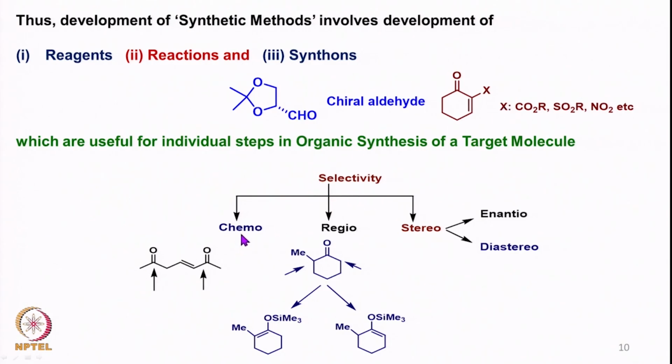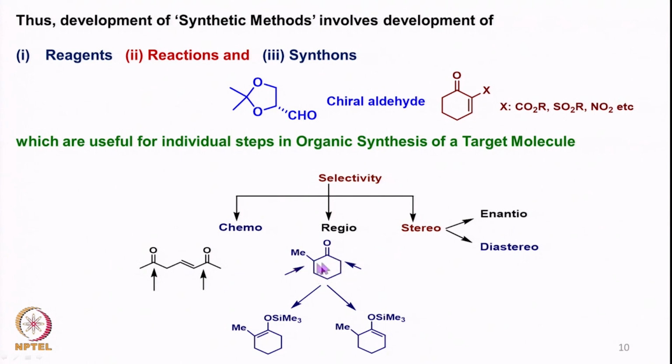Now we have chemoselectivity, regioselectivity and stereoselectivity. So if we have a molecule like this which has two different ketones, as you can see, this is a saturated ketone and this is an unsaturated ketone. So if we do a reaction on this and allow this particular ketone to remain unaffected, or do a reaction on this particular ketone and let this ketone be unaffected, then this is a chemoselective reaction.